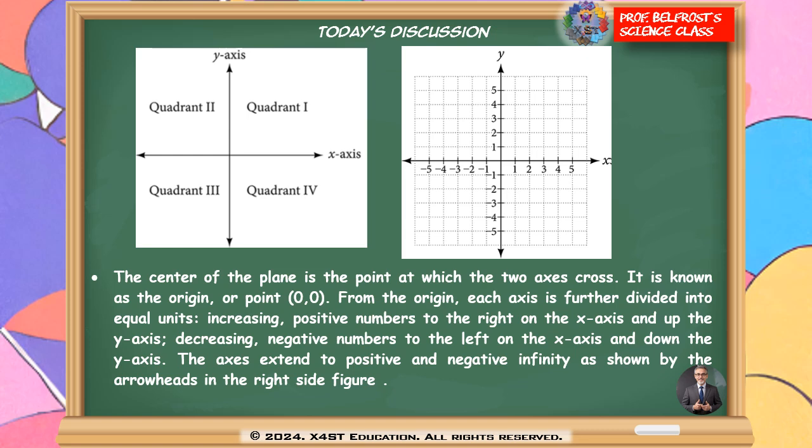So from the origin, each axis is further divided into equal units, increasing positive numbers to the right on the x-axis and up the y-axis, and decreasing, which is negative numbers, to the left of the x-axis and down the y-axis. So the axes extend to positive and negative infinity as shown by the arrowheads in the figure on the right side, right bottom, right top.